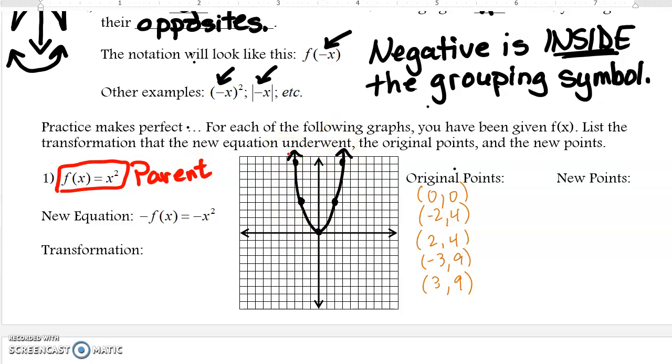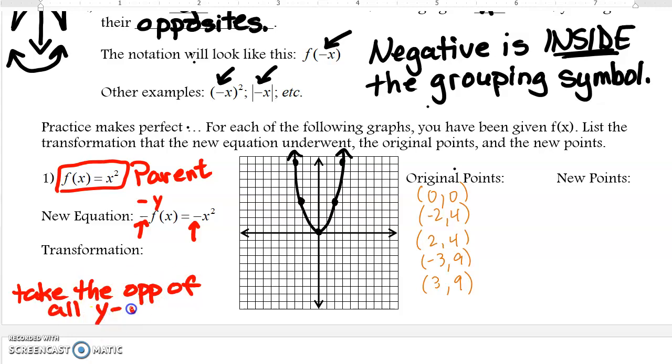Our new equation that we're going to look at has my negative right there. It's negative f of x, or we have the negative not inside a grouping symbol like parentheses. It's out in front of the x squared. Now remember also, f of x is a fancy way of saying y. So doesn't this really say negative y? That's exactly what we're going to do. We are going to take the opposite of all the y's, of all y coordinates.